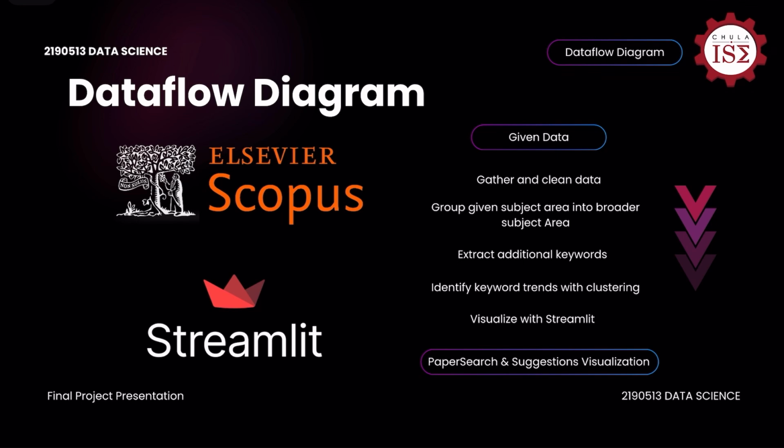We first prepare data from Scopus, gather and clean data since the API does not provide subject areas as I mentioned, build and train a machine learning model using primary data to automatically classify each paper's subject area. Next, we will extract additional keywords using algorithms to pull keywords from the paper abstract and merge them with the other provided keywords. Followed by identify keyword trends with clustering, applying K-means clustering model to detect major keyword patterns and emerging trends within each subject area. And finally, we will visualize with Streamlit, present the analysis trends and model outputs through an interactive Streamlit dashboard.